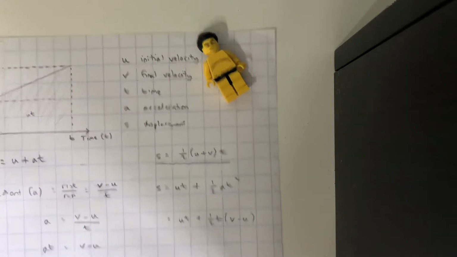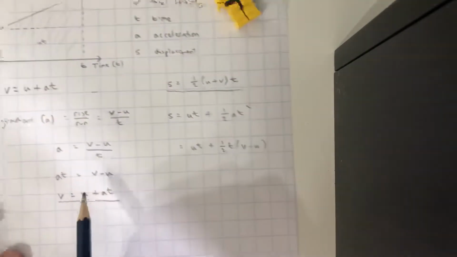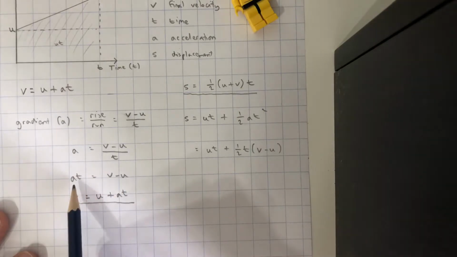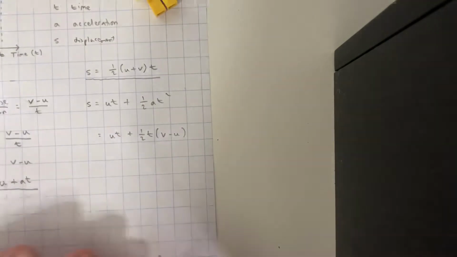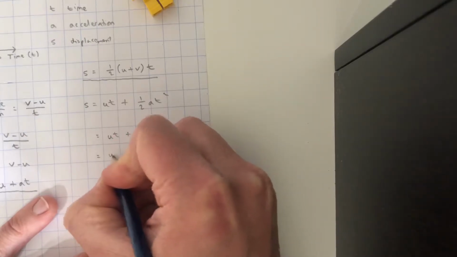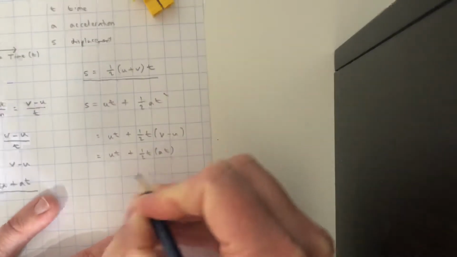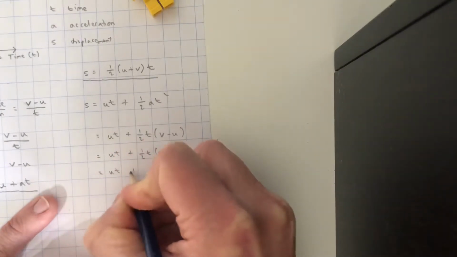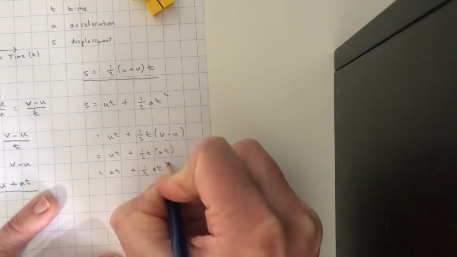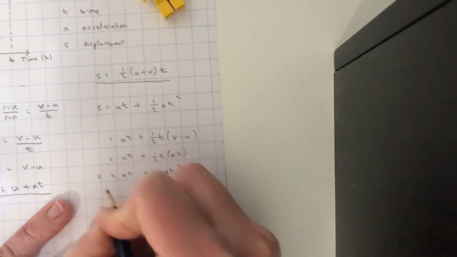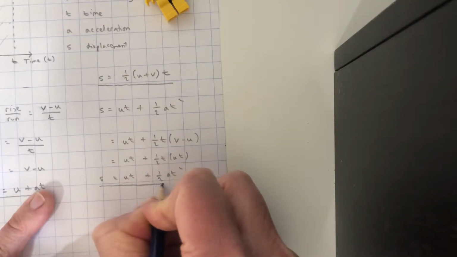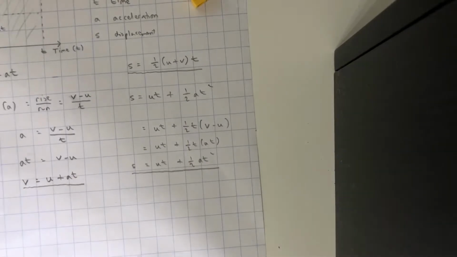Where did we do that? What do we do with the V minus U now? Well, bear in mind the V minus U we've used before, which was AT. And so we swap that in. All we need to do now, UT plus half T, multiply by AT, that gives us UT plus a half AT squared, which is the third of our SUVAT equations that we'll need to deal with.